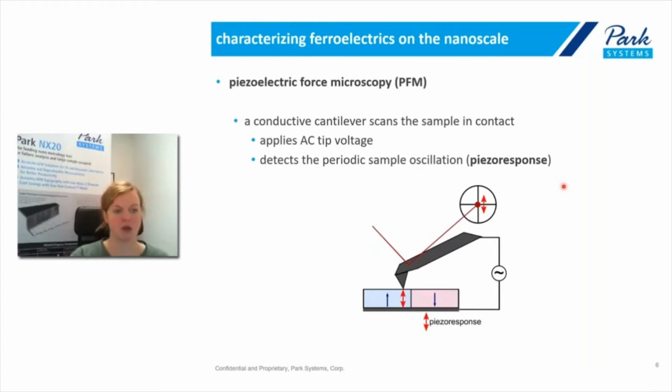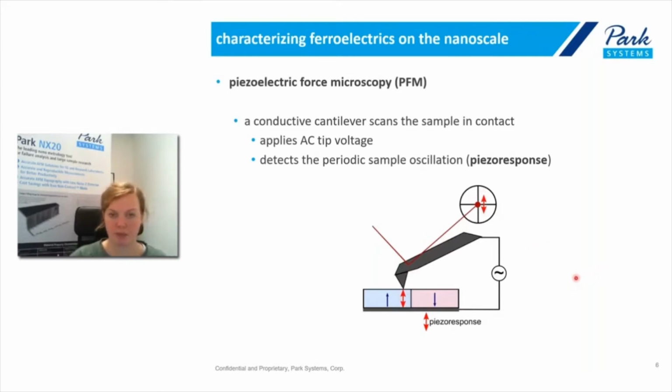To do this, we use a conductive cantilever. So we have some sort of metallic coating, and the cantilever scans with the tip in contact with the sample. So we are always in contact with the sample. As we scan over the surface, we apply an AC voltage. This AC voltage, due to the inverse piezoelectric effect, introduces a periodic oscillation of the material, which is also called the piezo response. We can see this here in red. This sample oscillation or piezoresponse is then detected by the beam deflection on the photodiode.